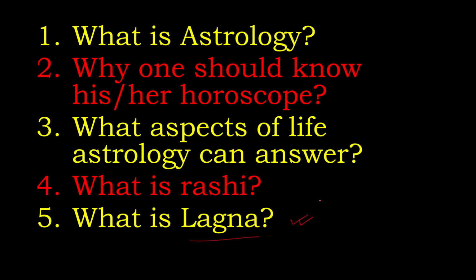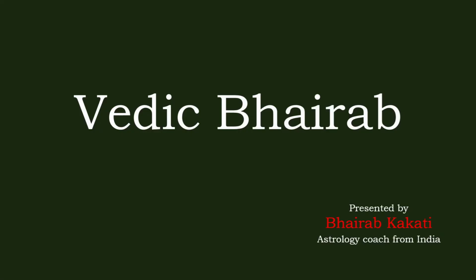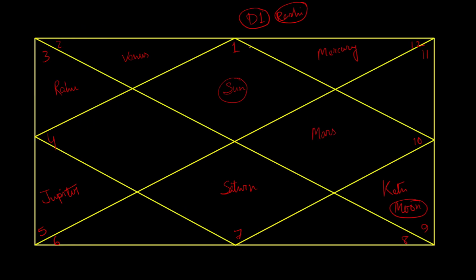Lagna means the sign that is rising at the eastern horizon during the birth. So let me show you here. This sign is rising in the east direction, because I told you this is the east direction, this was the south, this was the west, this one is north. So the sign that was rising in the eastern horizon, this Rashi is called the Lagna Rashi. This is called the Lagna.